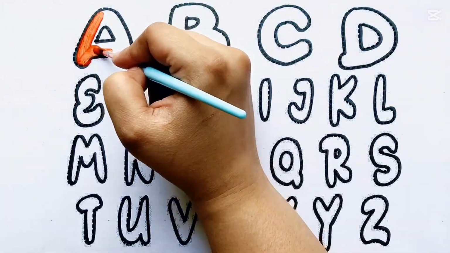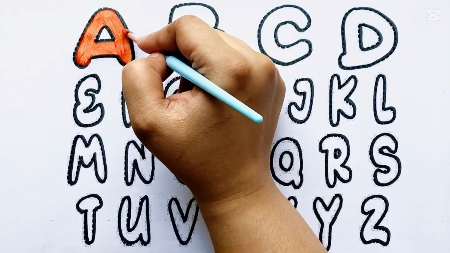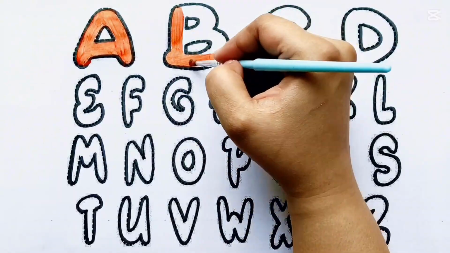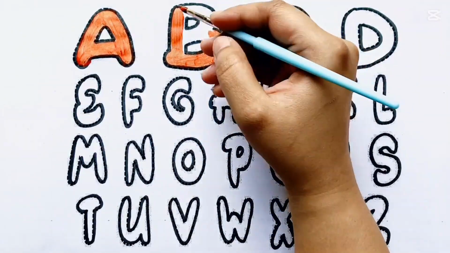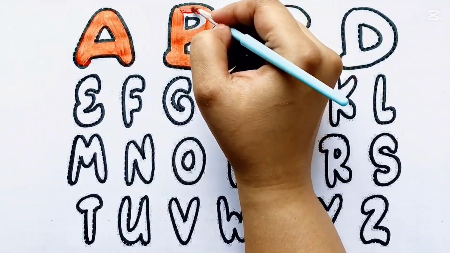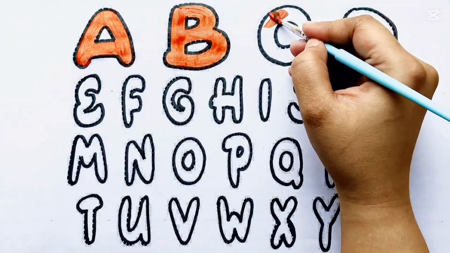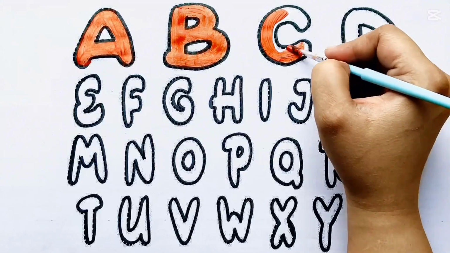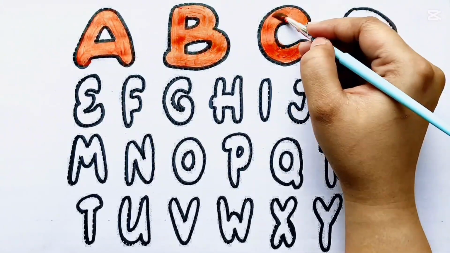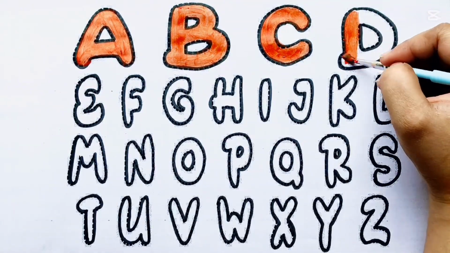Let's paint orange color. A for aeroplane. B for butterfly. C for cherry. D for dolphin.